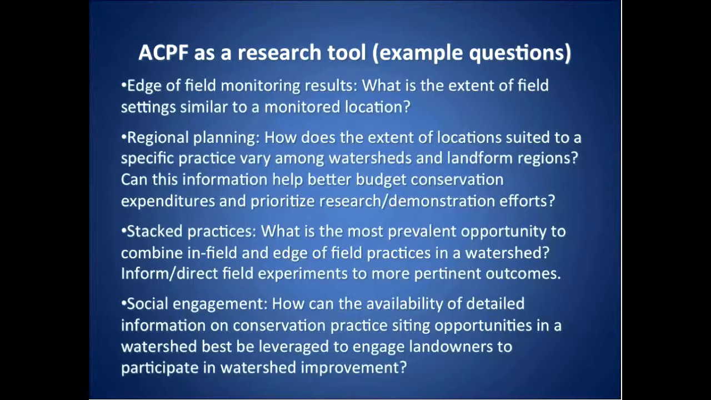And then social engagement. How do you actually go out and take this information to producers? What works best to get them involved? I think all those things are research questions that we could help address. And so I think I'm pretty close to on time here.